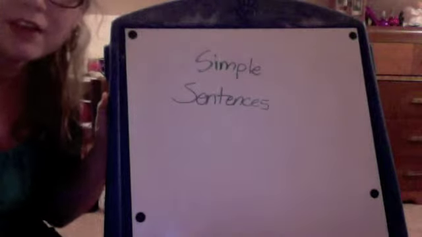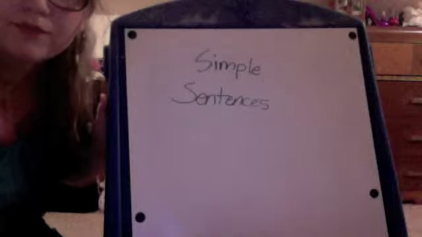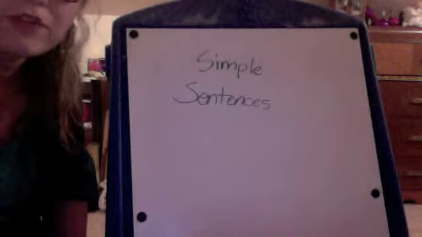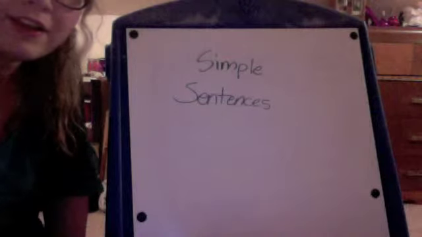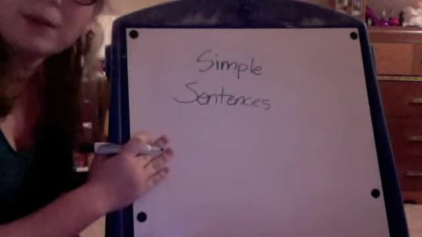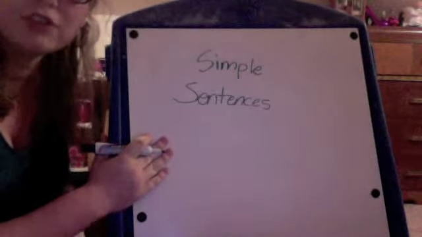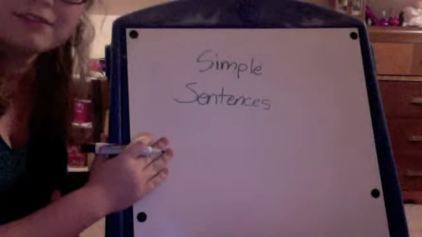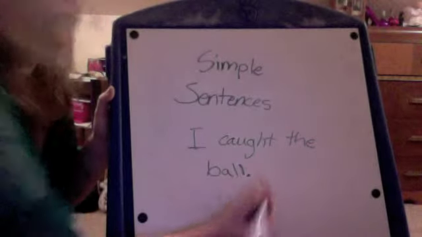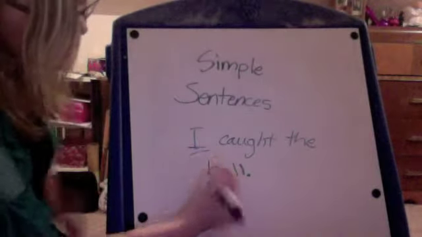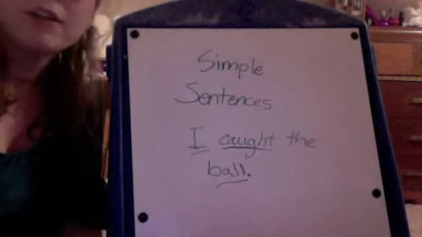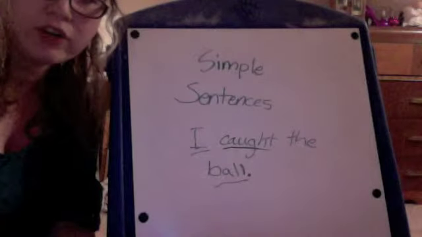Simple sentences. Can you tell me what that is? Go ahead and comment in the comments to let me know if you know. Go ahead and pause this video while you're doing that. Then you can unpause it to see if you're correct. Simple sentences are sentences that you typically first learn when you're making sentences, when you're doing sentence structure. I caught the ball. There's 2 nouns and a verb. There will always be at least 1 noun and 1 verb.